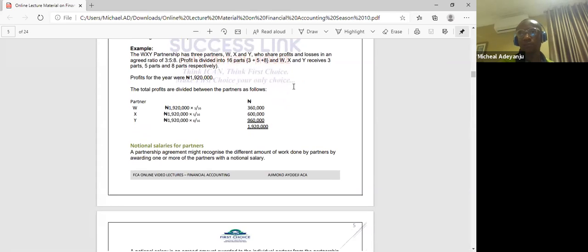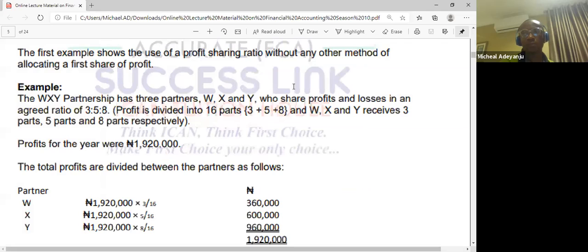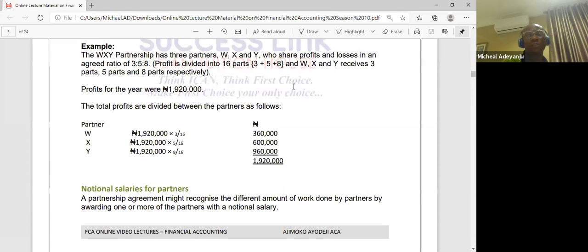So then how do we share profit for the year that is 1.92 million? In this situation, we will have 3 over 16 times 1,920,000, which will give you 360,000 for W. We have for X, 5 over 16 times 1,920,000, which will give you 600,000, and we have for Y the remainder. So that is how to calculate your partnership business itself.